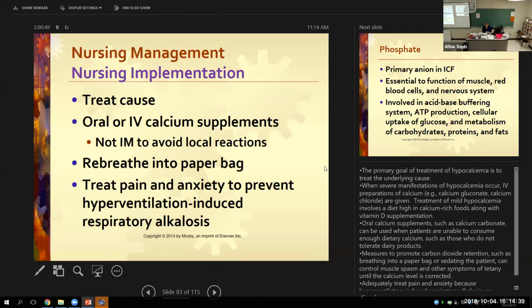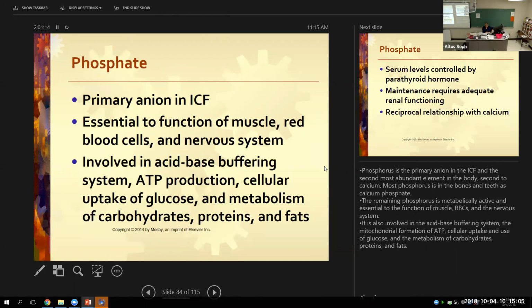You want to treat the cause. You can give oral or IV calcium supplements. You don't want to give it IM. You can have them rebreathe into a bag, and I think that has to do with the carbon dioxide levels. I'm not exactly sure how that works. You treat pain and anxiety to prevent hyperventilation-induced respiratory alkalosis. Okay, it all has to do with respiratory alkalosis.